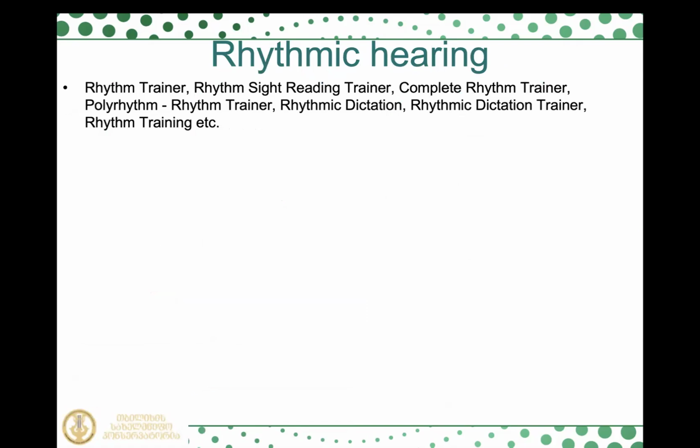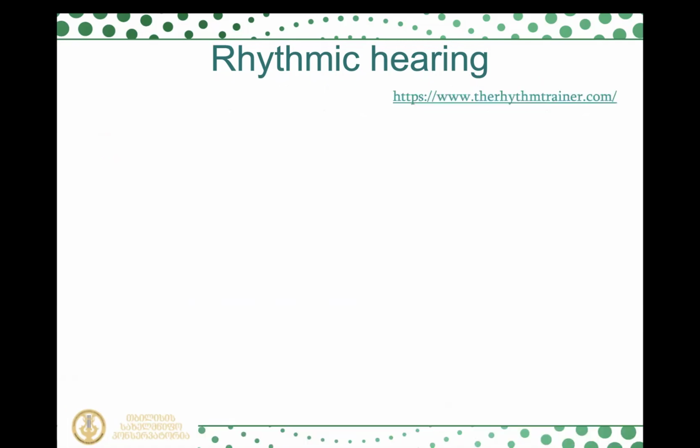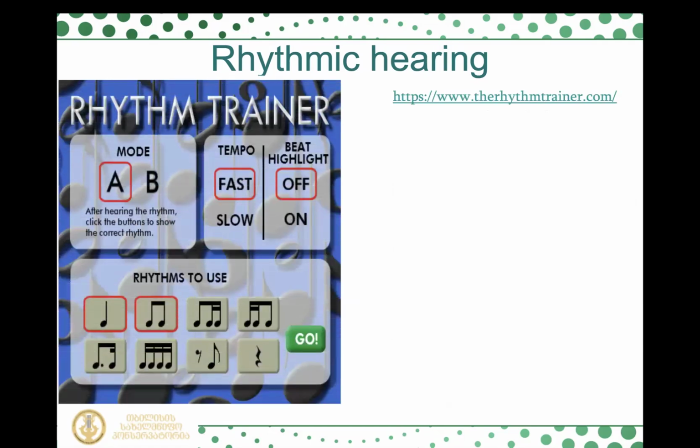Separately, there are programs that only develop rhythmic hearing. For example, you can see on the screen the list of such programs. And a separate site should be distinguished. Here you can find various exercises, rhythmic dictations, and tests. The site also contains exercises of polyrhythm. Some sites are designed for beginners. For example, this site, Root Trainer, is a website which provides simpler rhythm formulas.